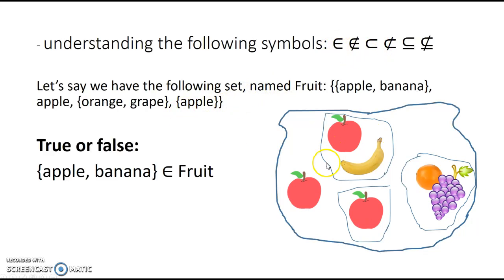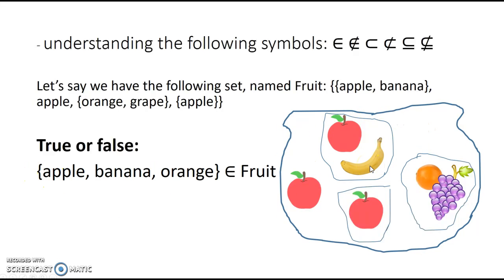Okay, so we got rid of the jackfruit here. We have a set with four elements. The cardinality is 4. 1, 2, 3, 4. And we have true or false. The set containing apple and banana is an element of the overall set fruit. So is this bag with apple and banana in it, is that one of the items that we find in fruit? Indeed it is, so that would be true.